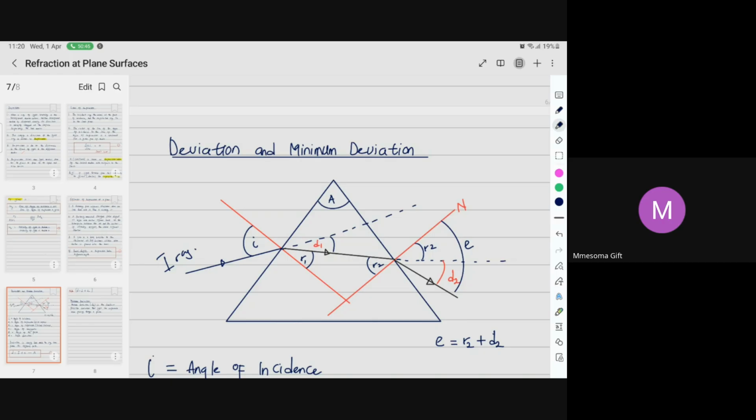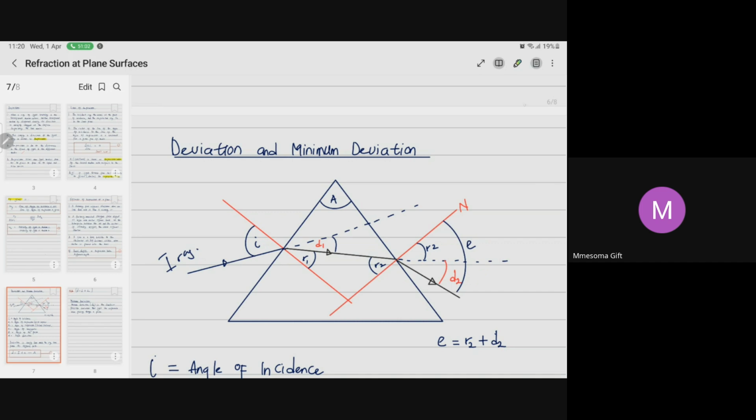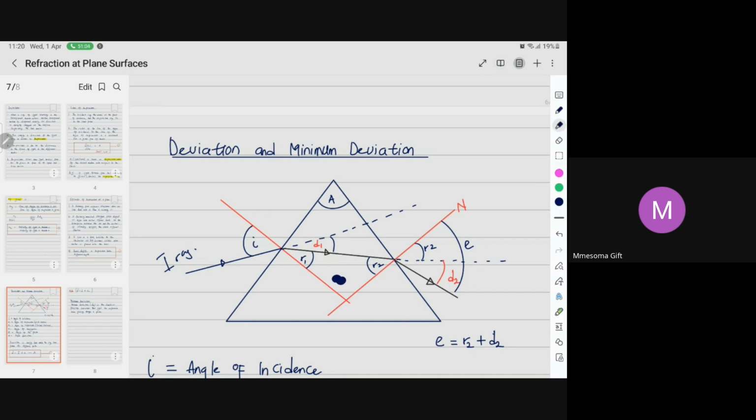But the statement I want you to remember regarding your UTME exams is, when you hear minimum deviation, the light will pass through the glass prism symmetrically. And what does that symmetric entail? It simply entails that the angle of emergence is equal to the angle of incidence, and that the refracted ray, that's R1 on the first surface, is equal to R2 on the second surface. That is all you need to recall, right?